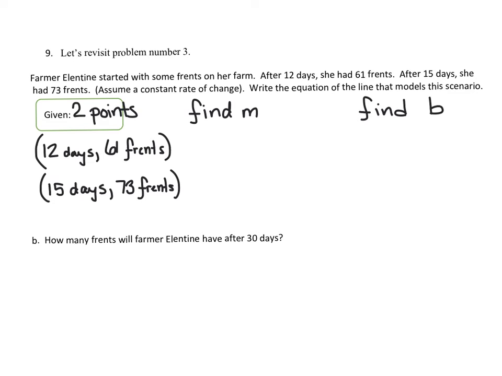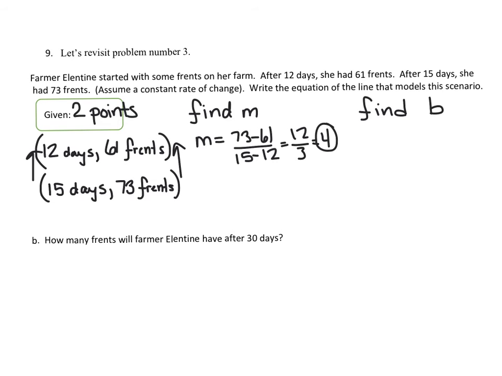We're given 2 ordered pairs. The days would be independent, the x variable, and the friends would be the dependent y variable. All right, so to find m, I subtract my y's. So I'm going to do 73 minus 61 over 15 minus 12 for my change in y over change in x, which would be 12 over 3, which equals 4.